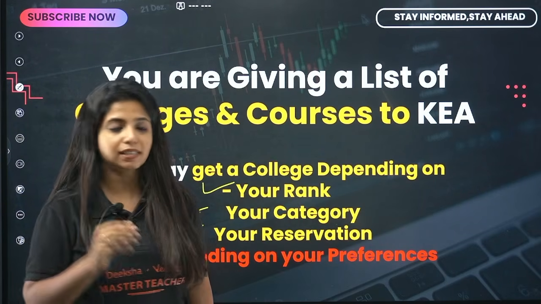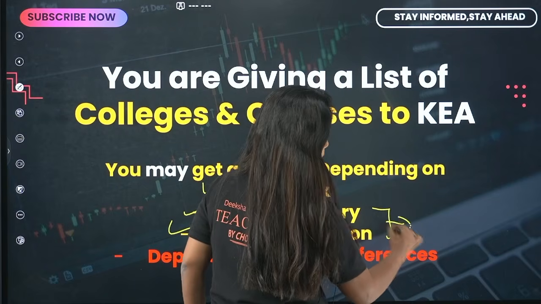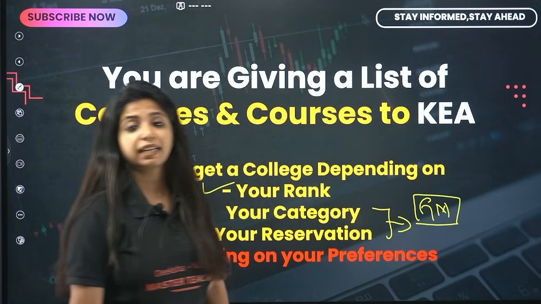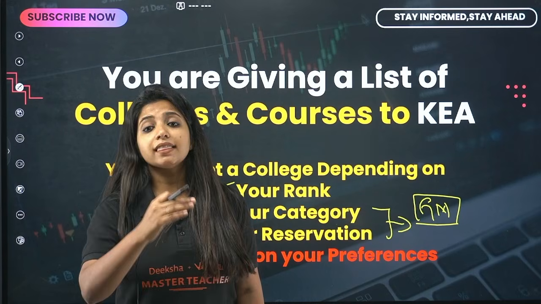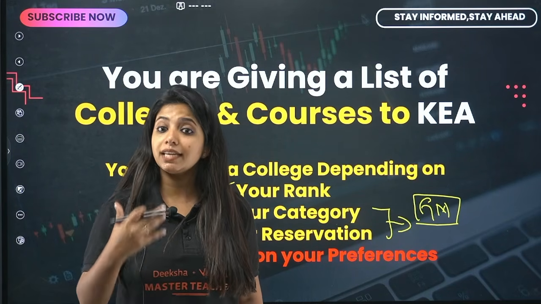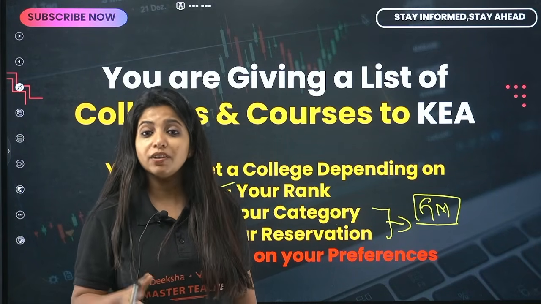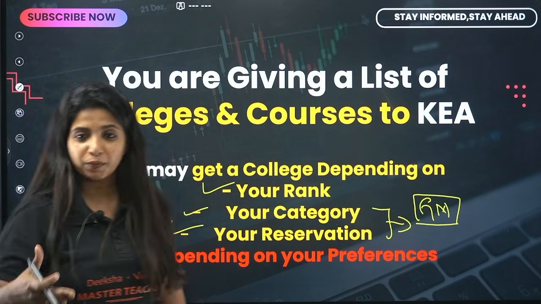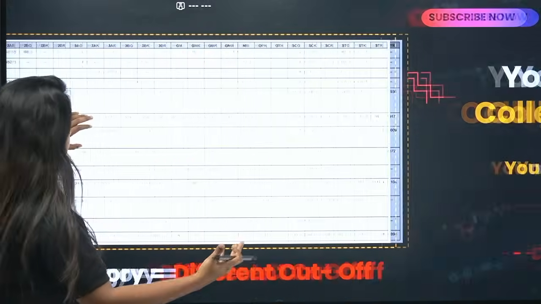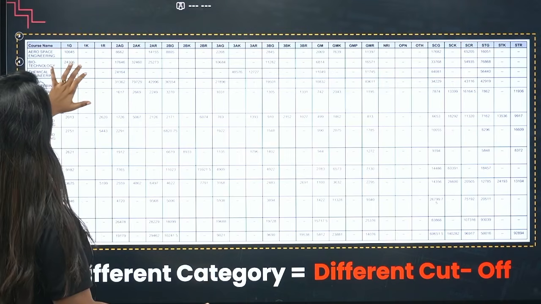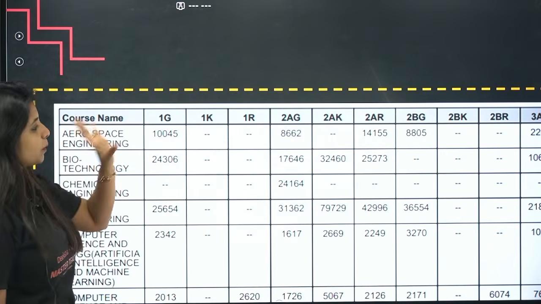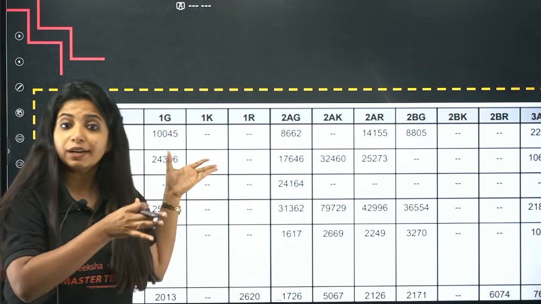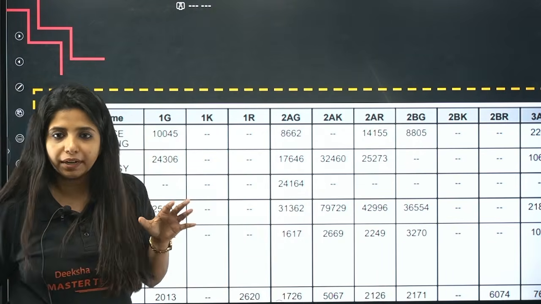Usually, in these videos, the GM category cutoff, that is the general merit category cutoff, is considered, and that is definitely going to be on the higher side. But if you are someone who belongs to a different category, you need to look at it that way. I'll give you an example. In RVC college, you have aerospace engineering. Here it is category 1G. Category 1 is a different category from general merit, right?